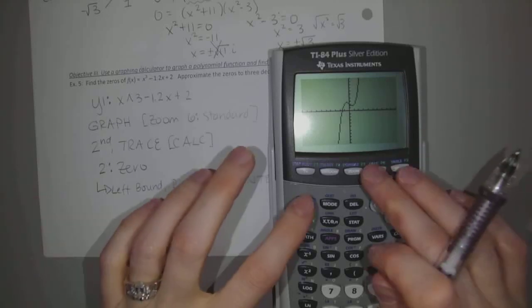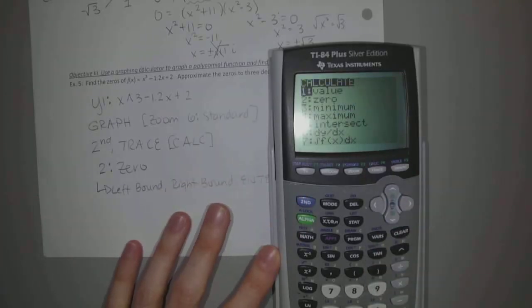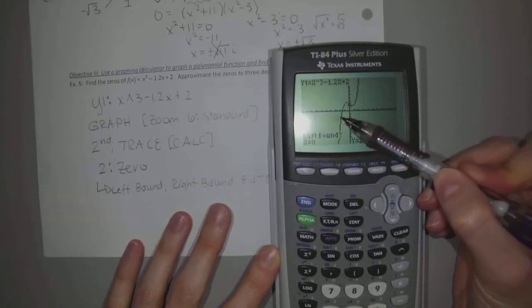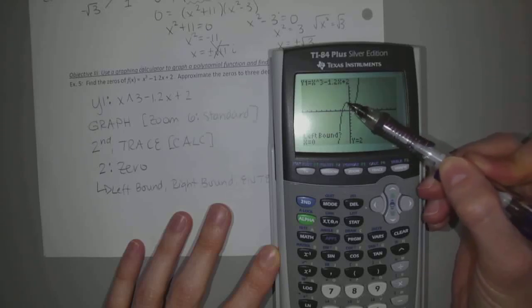How you do this is we're going to hit second trace and we're going to use the zero feature, 2. The left bound will be down here. We're going to hit enter, cross over. The right bound will be here.